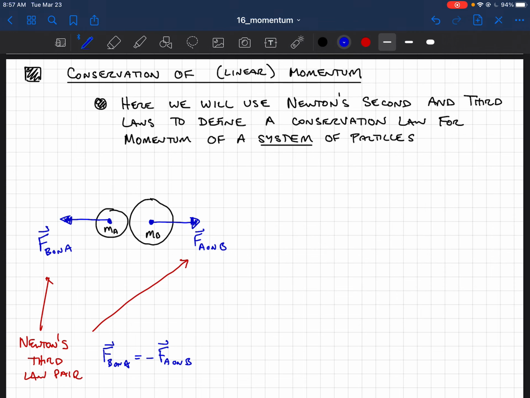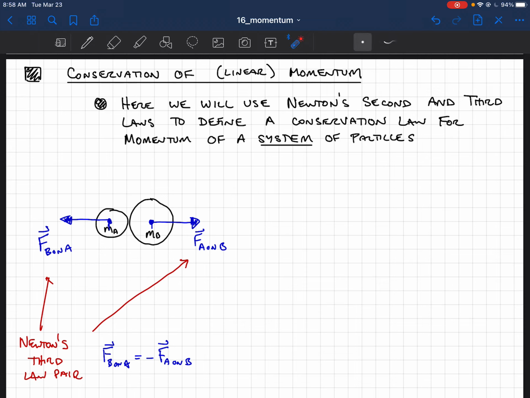Like maybe there's a normal force of a wall against MB and a gravitational force on them, and the same thing for A. Maybe there's a pushing force over here and a gravitational force on MA. So we have Newton's third law pair forces on each object, but then each object also has some external forces, some forces that are not due to the other object. So what I'm going to do is combine those forces.